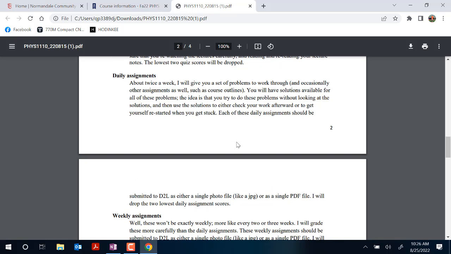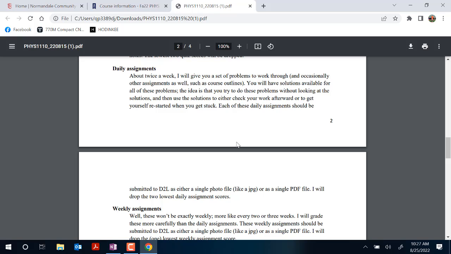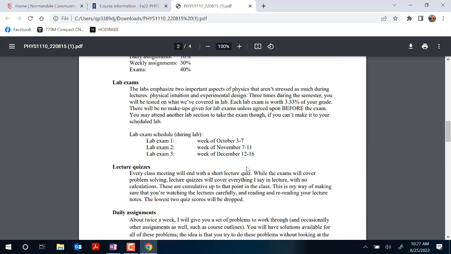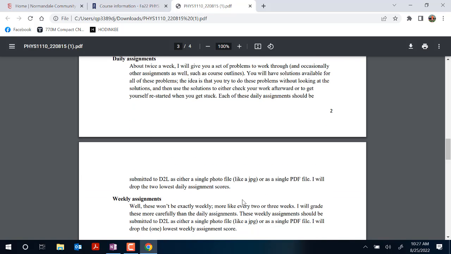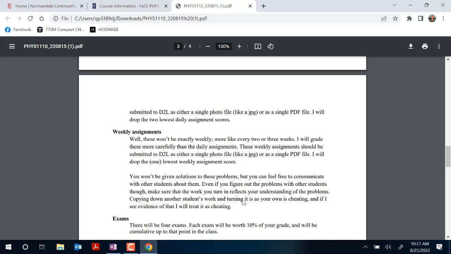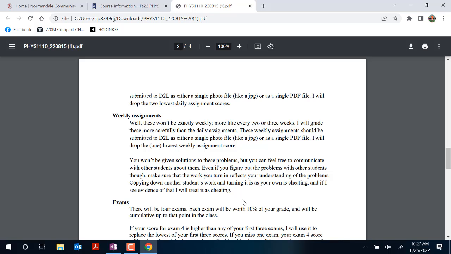Okay, so daily assignments, that is the heart of this class. If you understand how to do these daily assignment problems well, you understand the steps you have to take to do them, then you're going to do well on exams, well on the weekly assignments. That's the key to it. It's only worth 10% of your grade, but it's really the heart of the class. Now, the weekly assignments are worth more of your grade, 30%, and they're going to be similar in difficulty to the daily assignments. You won't have solutions to those, and those are the ones that I'm going to grade carefully.